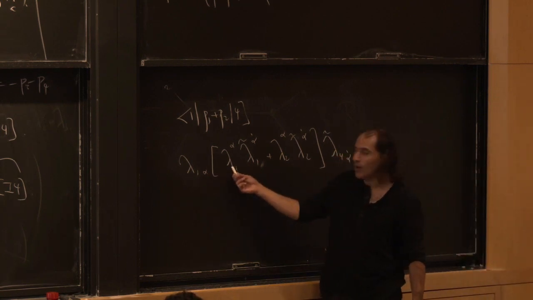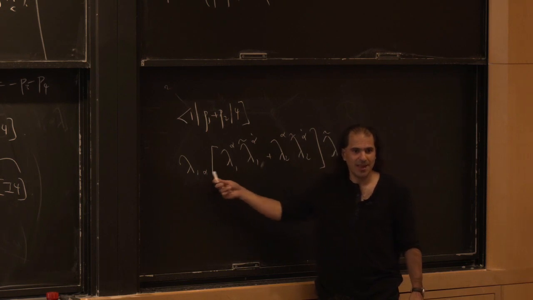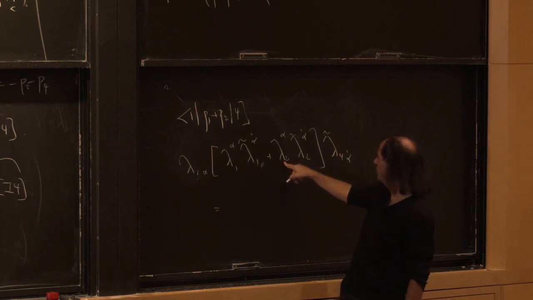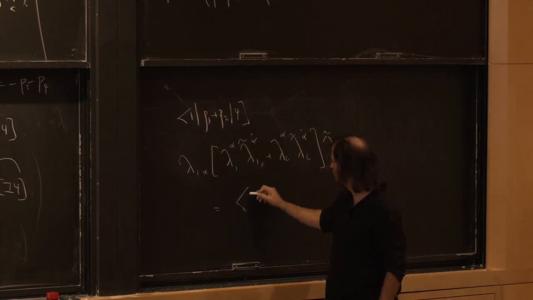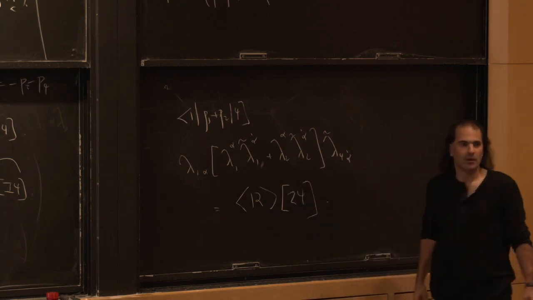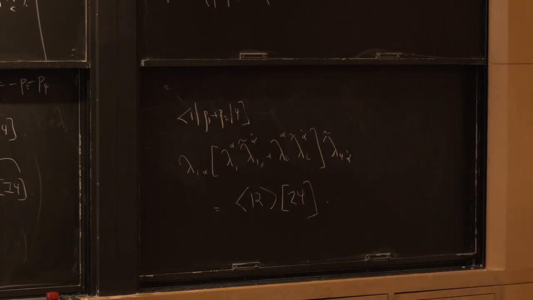But lambda 1 is 0, okay? Because it's the same thing contracted with itself with the epsilon symbol. So what I'm left with is therefore just lambda 1 contracted with lambda 2. And what is this expression? This is just ⟨1 2⟩ times [2 4]. Okay? So that's something we're going to use over and over again.